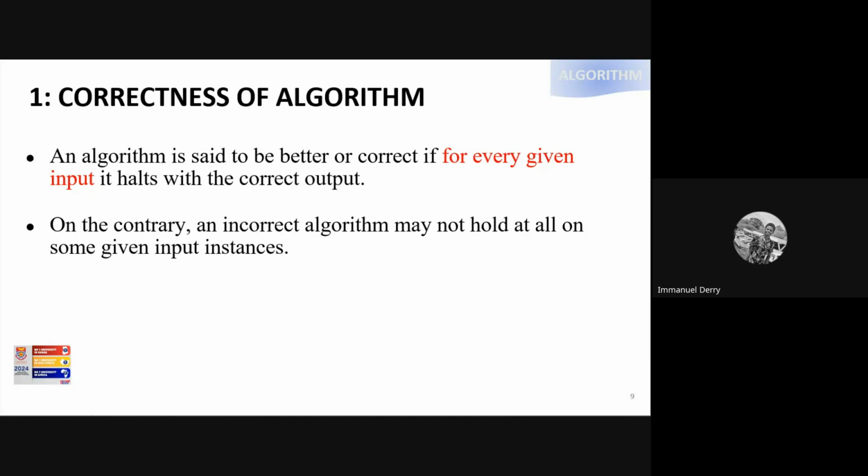So for correctness of an algorithm, for every given input that we provide to the algorithm, it has to halt or terminate, and then also provide the correct output that we are looking for. It has to halt or terminate and provide the correct output that we are looking for.